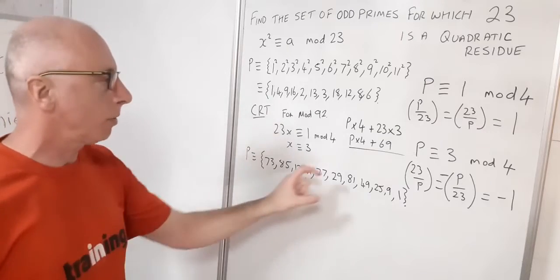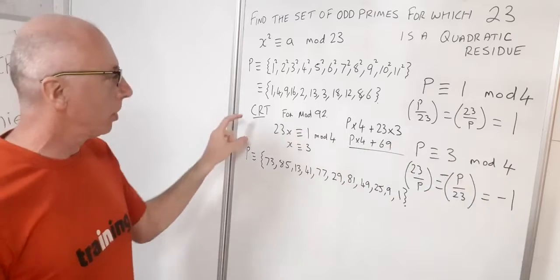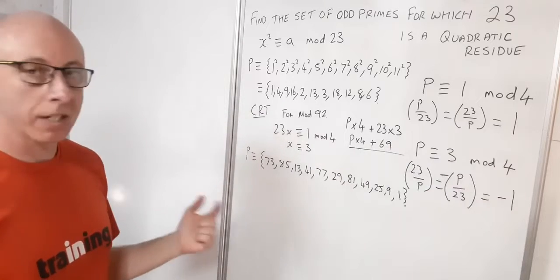So now what I need to do is work with this one and solve that with the Chinese remainder theorem, so let's clear the board and work on that.